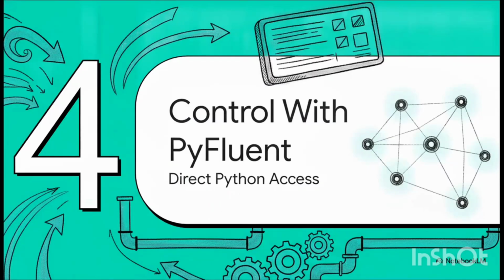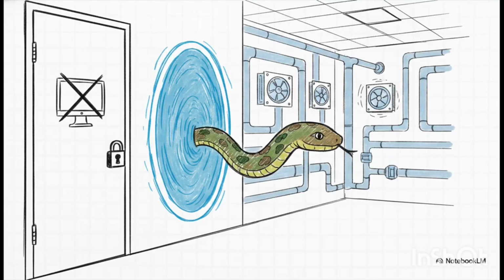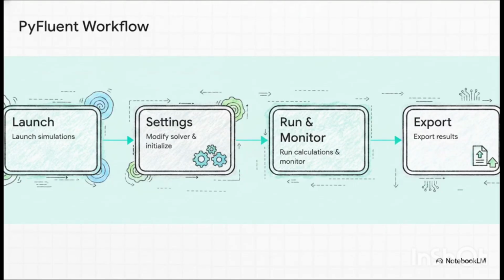Section 4, full control with PyFluent. This is kind of the ultimate culmination of our workflow, taking us to trick number 5, PyFluent automation. PyFluent is absolutely incredible because it bypasses the graphical interface completely. It provides engineers with direct programmatic access to ANSYS Fluent entirely through Python. The end-to-end process here is remarkably smooth.